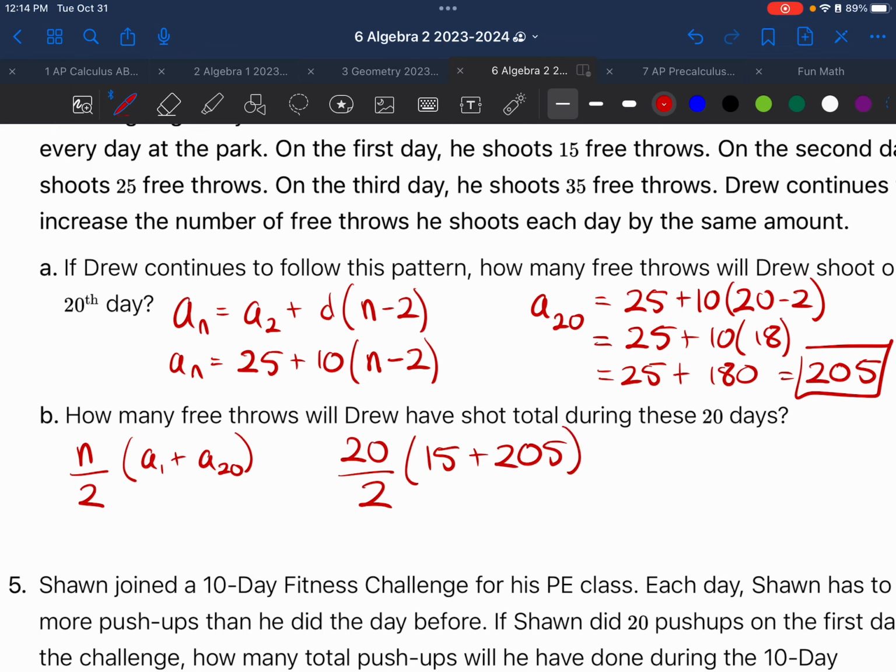This one I think we can do in our heads as well, because this comes out so nice. 15 plus 205 is 220, and then 20 divided by 2 is 10, so it's 220 with an additional 0 on there, 2,200 free throws.